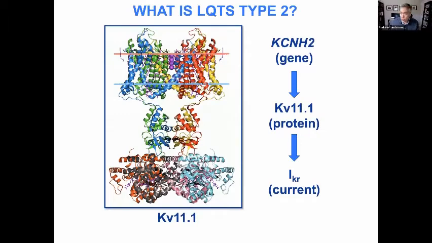So what is long QT syndrome type 2? We talked about it being a mutation in a gene, KCNH2, that makes a protein, KV11.1. And this is a picture of what that protein looks like. Now, of course, these colors are here to show different parts of it. But this is what that protein looks like.